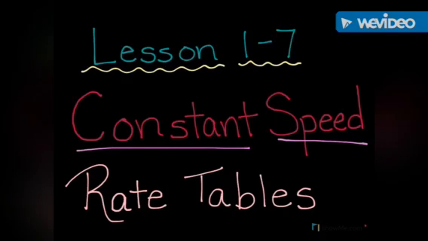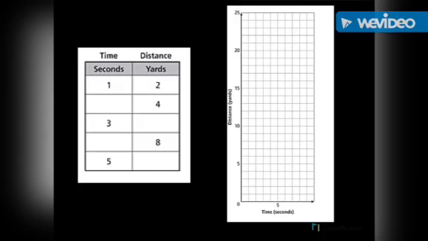Lesson 1-7, Constant Speed and Rate Tables. Today, I am going to show you some rate tables that have missing values, and we're going to be finding those missing values and graphing them.